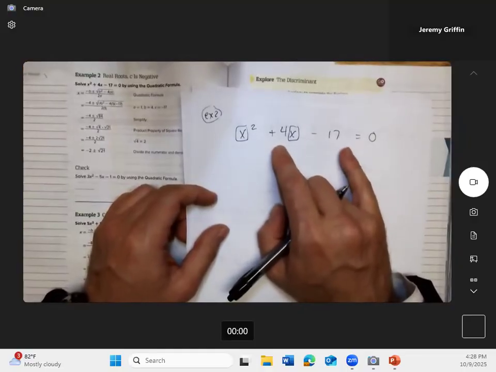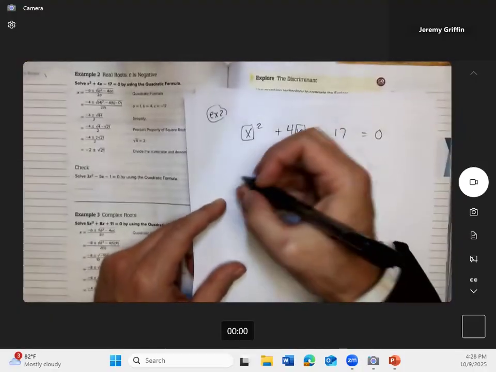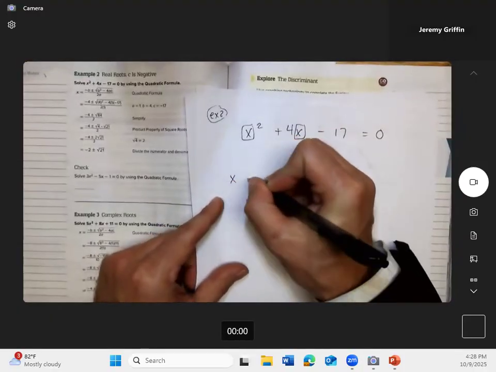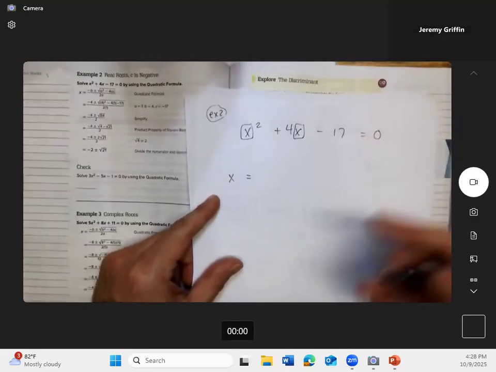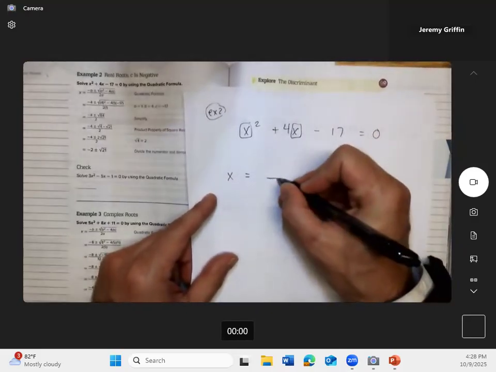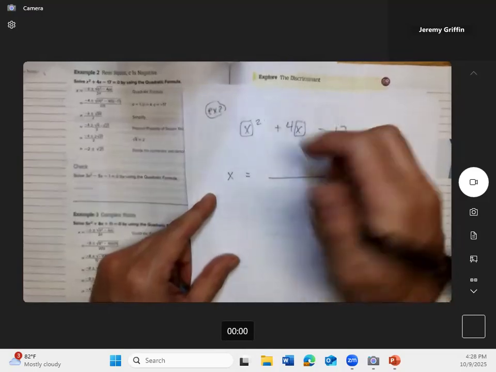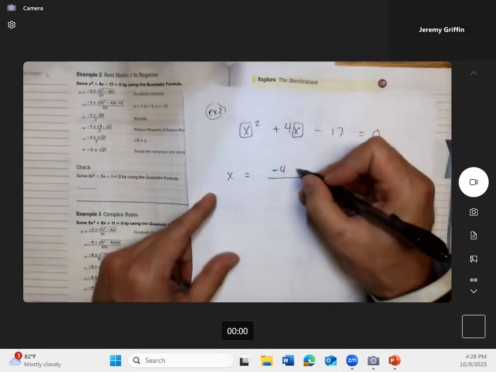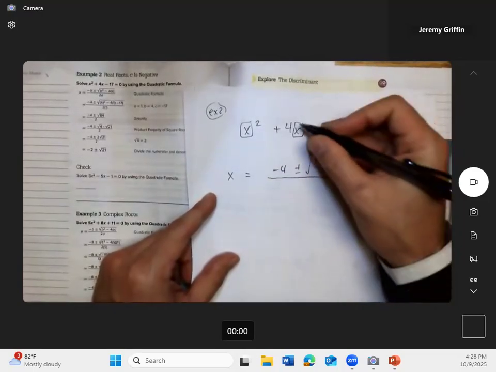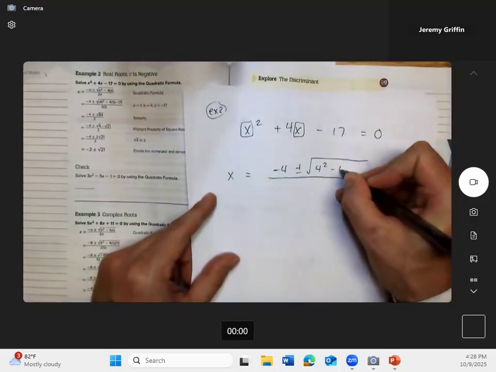It's not very easy. You can sit here, guess and check all day. So after a while, it's like, okay, you know what? I'm again guessing and checking on how this factors because it doesn't factor very nicely. So I'm going to set up a quadratic equation. So x equals, set up a big old fraction, negative b, so negative 4, plus or minus the square root of b squared, so 4 squared, minus 4 times a.